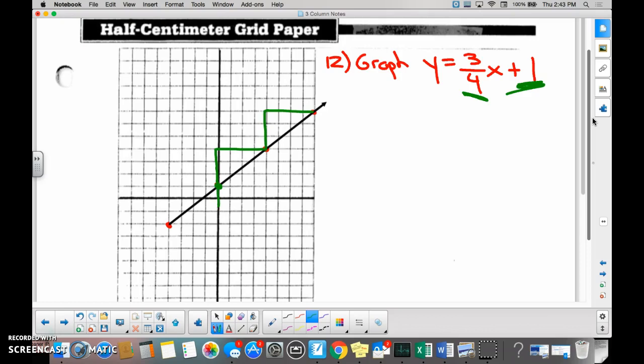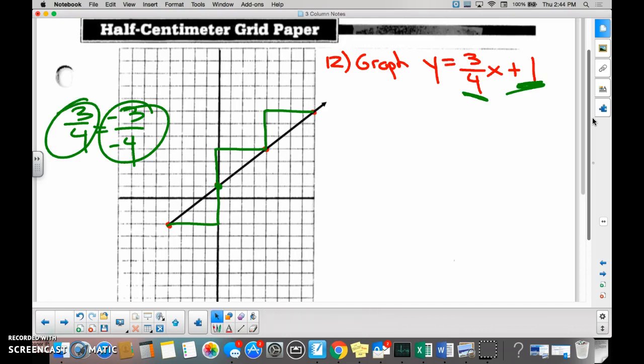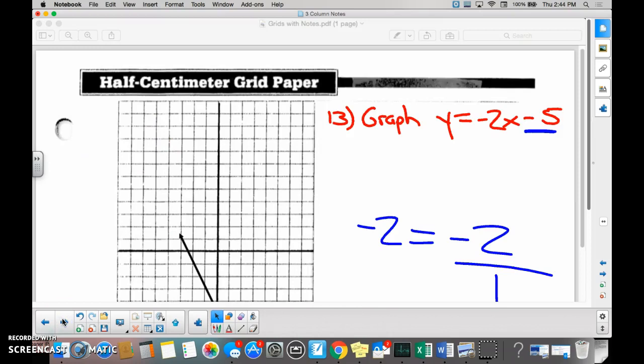We rise negative 3 and we run negative 4. Is 3 over 4 the same as negative 3 over negative 4? What's a negative divided by a negative? Positive. What's a positive divided by a positive? They're the same thing. Last thing, I know this video is getting long.